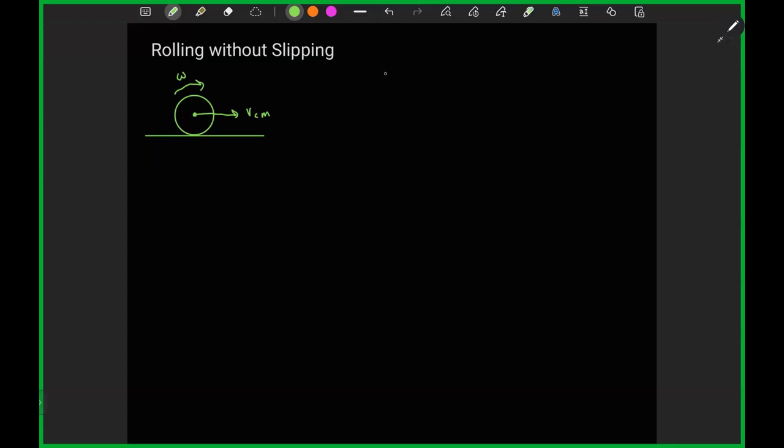And we're going to consider three cases. Case one, VCM is less than r omega. Case two, VCM is equal to r omega. And case three, VCM is greater than r omega. In each of those cases, let's consider what happens with the point which is in contact with our surface. Assuming an ideal sphere, there should only be one such point.